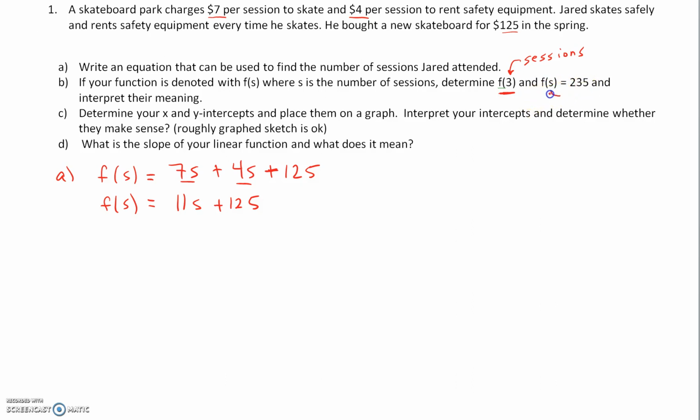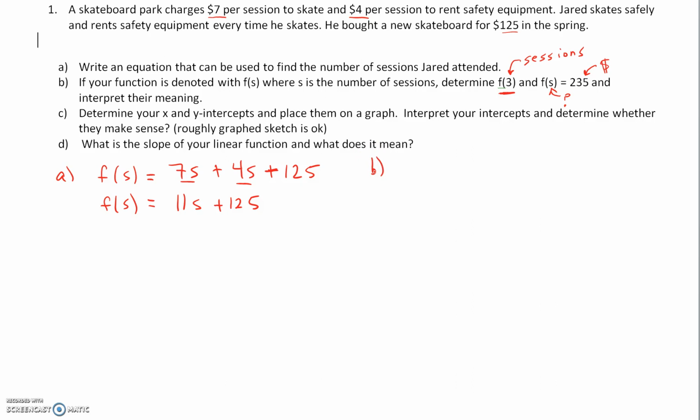And then f of s equals 235. Well, here we don't know the number of sessions. And what we would know is that the cost is going to be $235. So we're looking for the number of sessions it's going to take him.